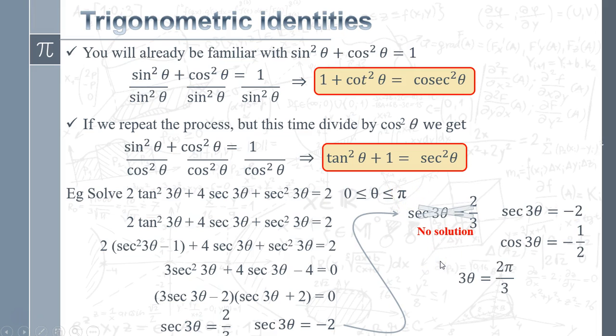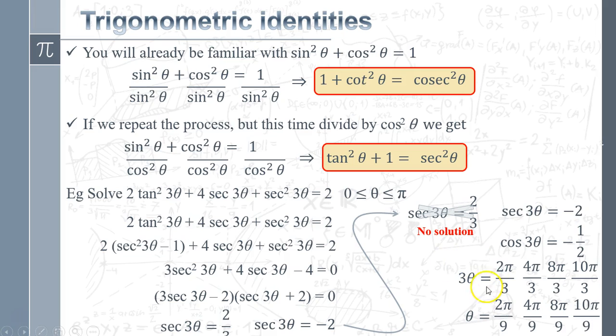So we've got 3 theta equals 2 pi over 3, 4 pi over 3, keep going, 8 pi over 3, and 10 pi over 3. And then finally we've got to divide by 3, so we end up with theta equals 2 pi over 9, 4 pi over 9, 8 pi over 9, and 10 pi over 9.